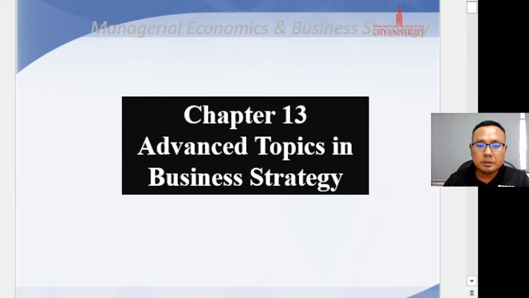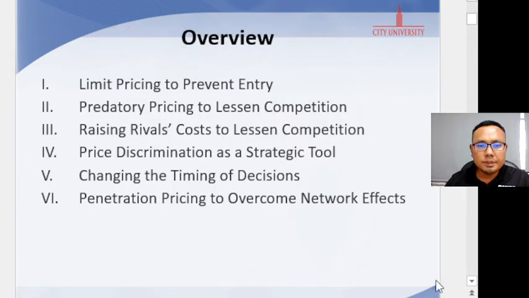In our examination of profitable business strategies, we have generally taken the business environment as given. When we discuss the business environment, it refers to the number of competitors, the timing of decisions, and more generally the decisions of rivals. In order for us to get an understanding of that, we will see a few overviews from this point of the chapter.